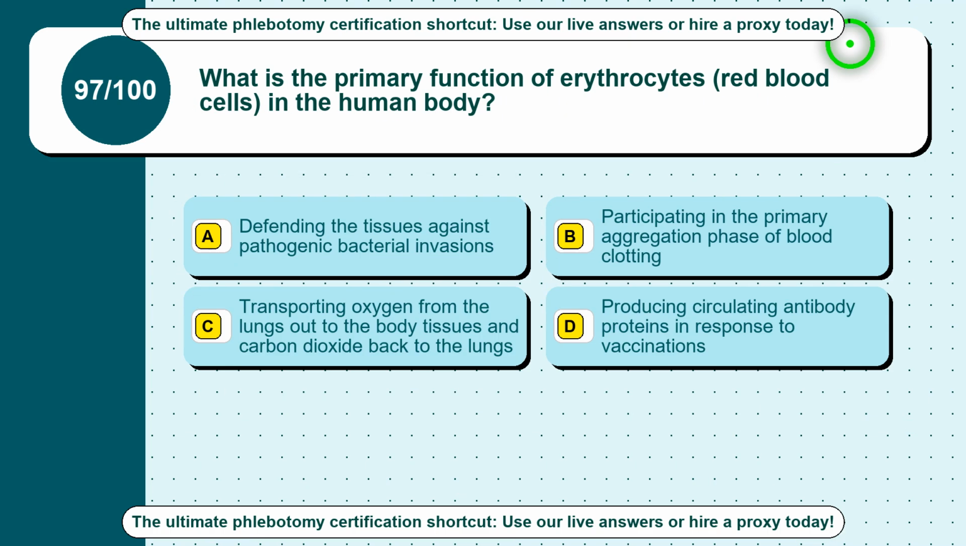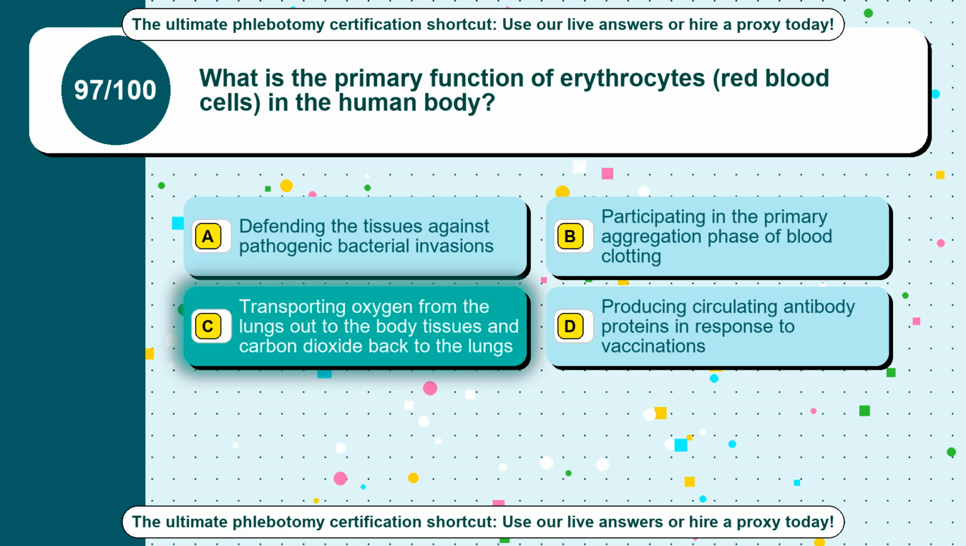Question 97. What is the primary function of erythrocytes, red blood cells, in the human body? Option A, defending the tissues against pathogenic bacterial invasions. Option B, participating in the primary aggregation phase of blood clotting. Option C, transporting oxygen from the lungs out to the body tissues and carbon dioxide back to the lungs. Option D, producing circulating antibody proteins in response to vaccinations.